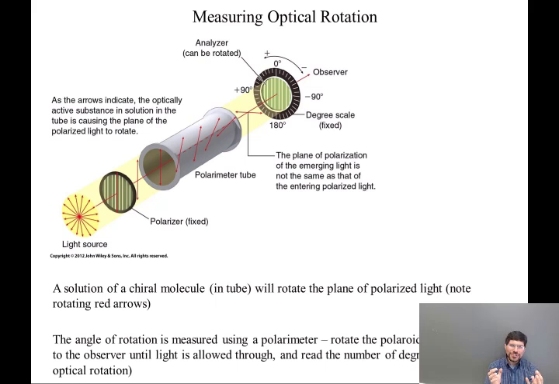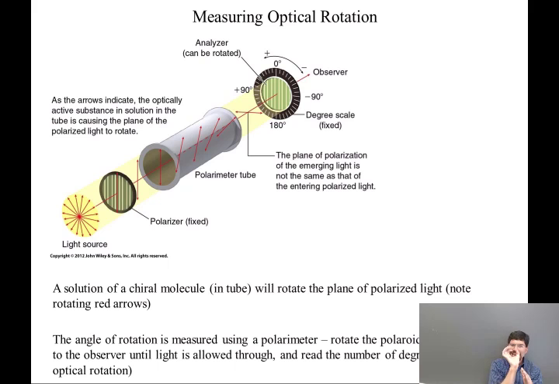And as the arrows on this diagram indicate, the optically active substance in the solution causes the plane of the polarized light to rotate. So the light may be propagating straight up and down at the polarizer end of it, but now as it gets closer to the observer, the plane of polarization of the emergent light is not the same as that of the entering polarized light. And then the other piece right next to the observer is called the analyzer.